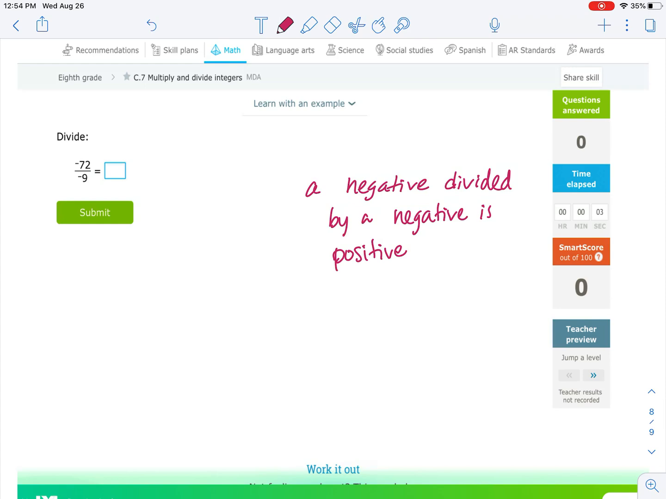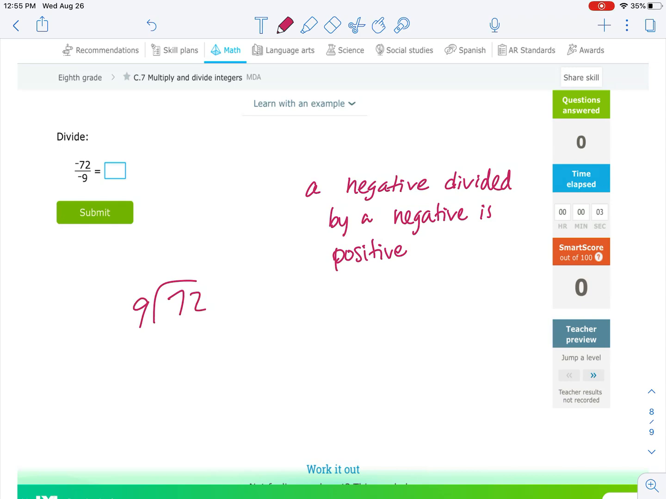A negative divided by a negative is positive. So now I have two negatives. Remember, double negatives make a positive. So two negative numbers. If I want to set it up with long division, I would set it up like this.